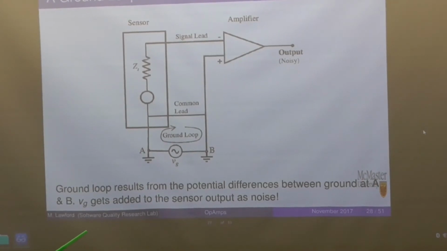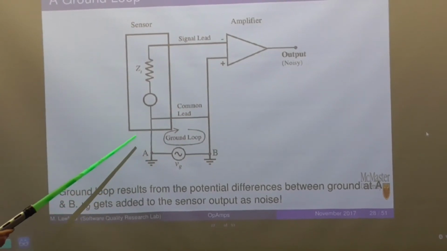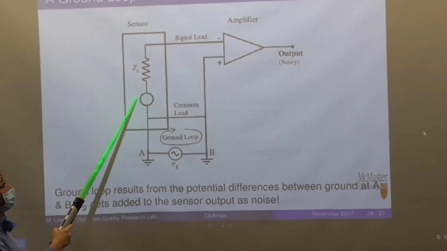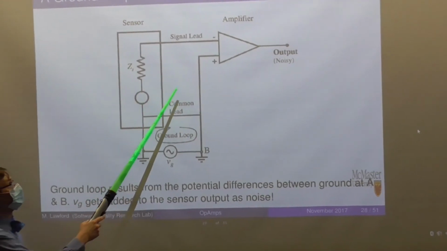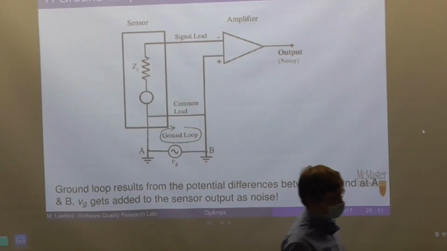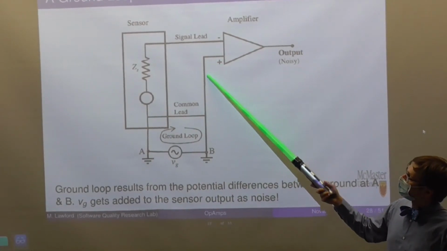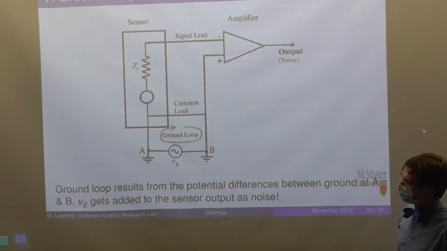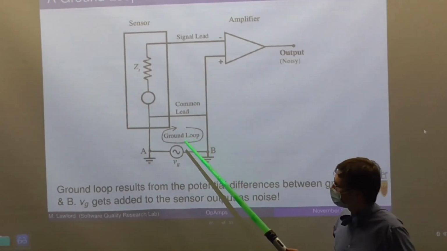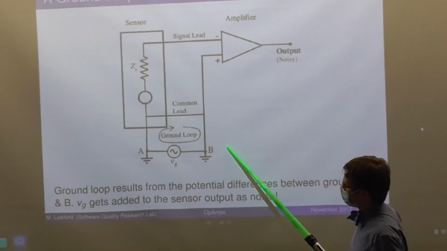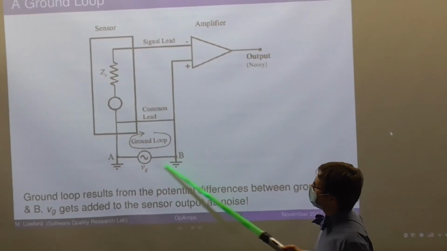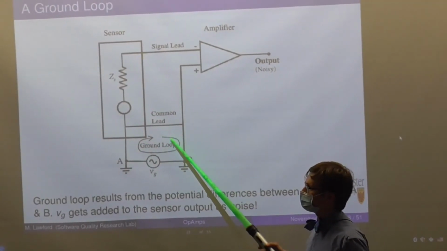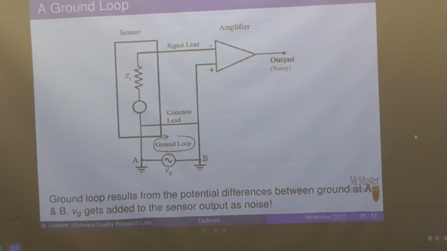So ground loops then. If you have, say, some sensor, which is generating some voltage, right, and has some impedance, it's being read by an amplifier, or being amplified by an amplifier. If we have a common lead here between the two ground points, right, any potential difference between the two of these is going to cause a current running through these. And that doesn't have to be a large one, right?